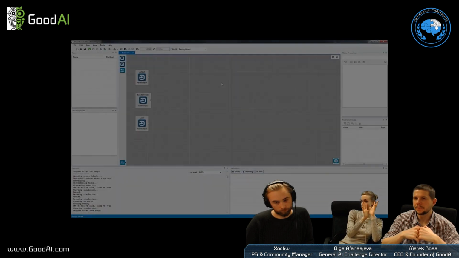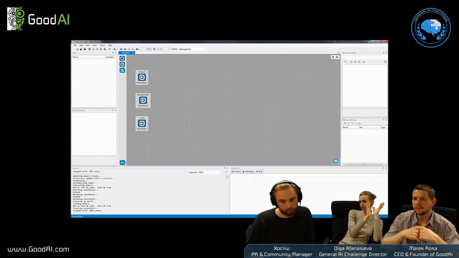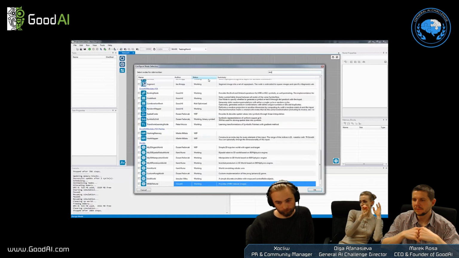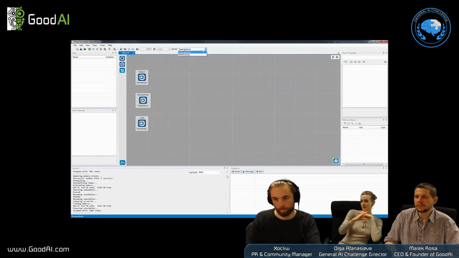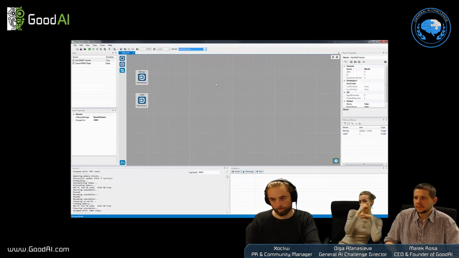So the overall $50,000 prize fund is divided into chunks. In the subjective category, which is kind of a best idea category, there's first, second and third place, and if I'm not mistaken it's $10,000, $7,000 and $3,000.